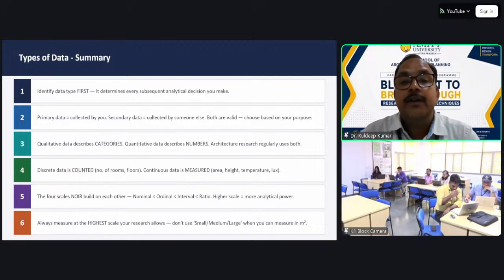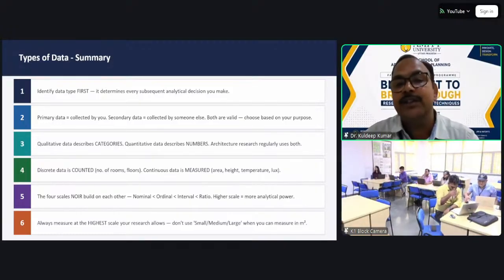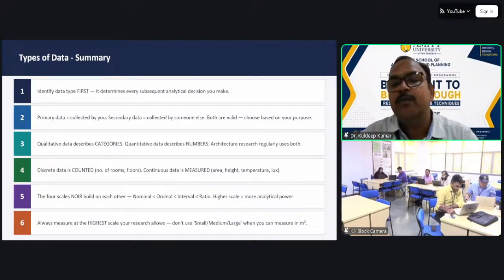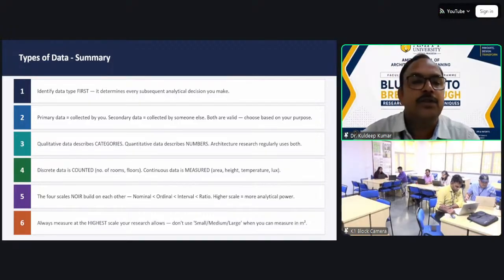Takeaway 4, as we have seen, discrete data can be counted, like number of rooms, number of floors or windows, and continuous data can be measured. So there is a difference. Discrete is counted and continuous data is measured, like height, temperature. If you count it, it's discrete. If you measure it, it's continuous. Takeaway 5 is the 4 scales which we have seen: nominal, ordinal, interval, ratio. Higher scale means more information and more powerful analytical tools can be used.